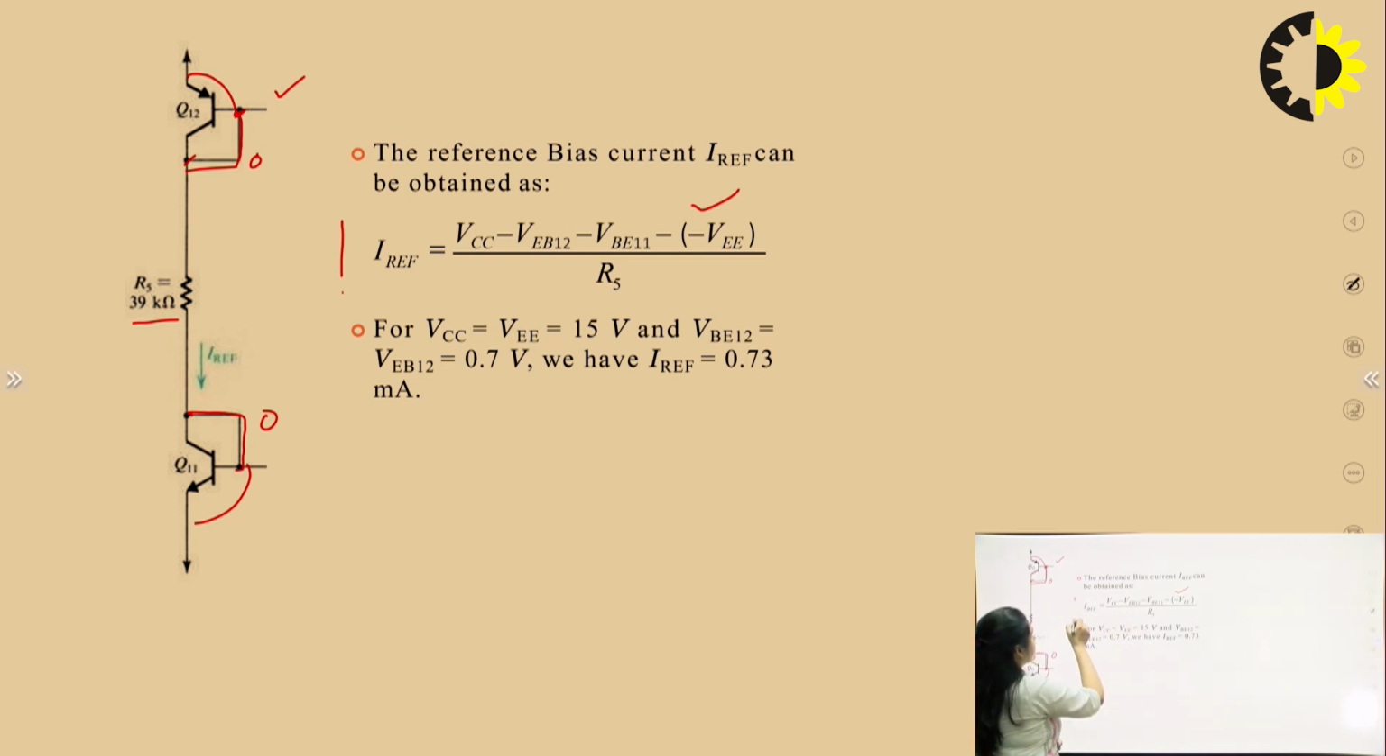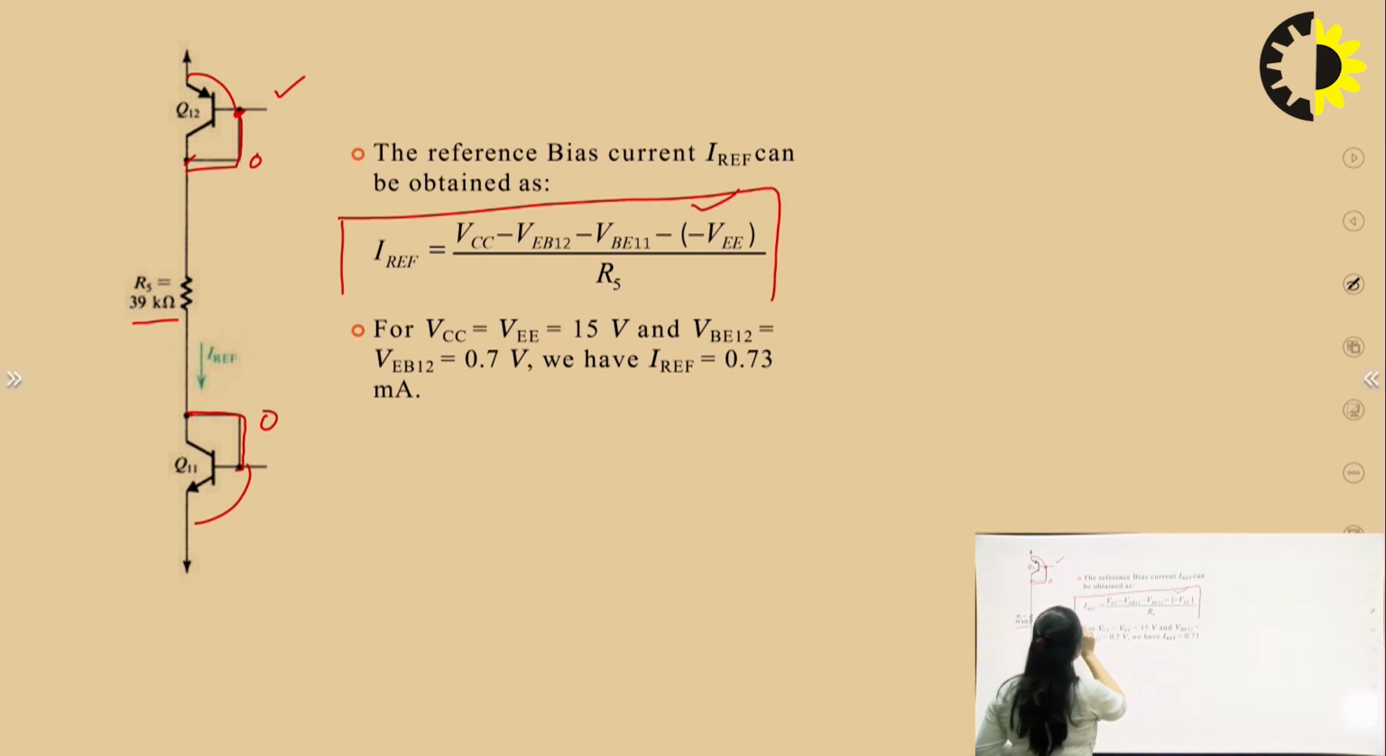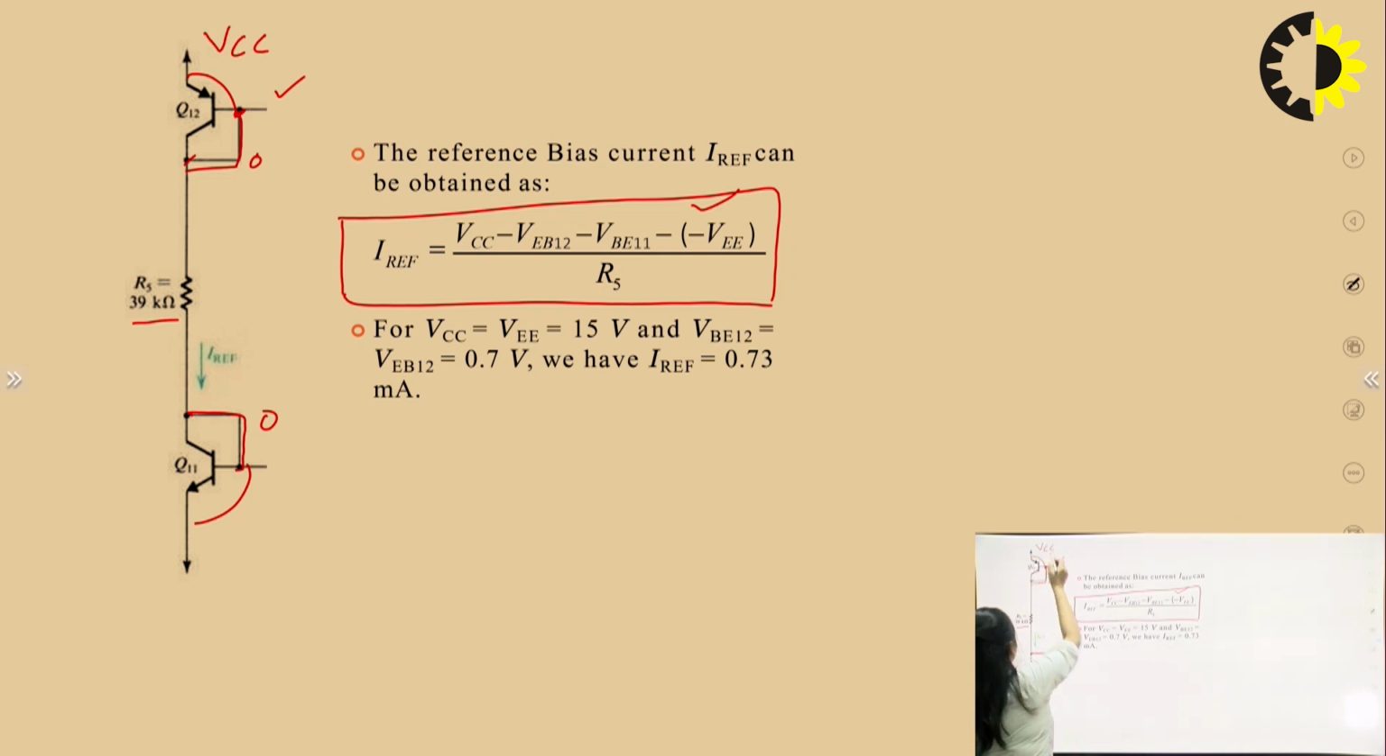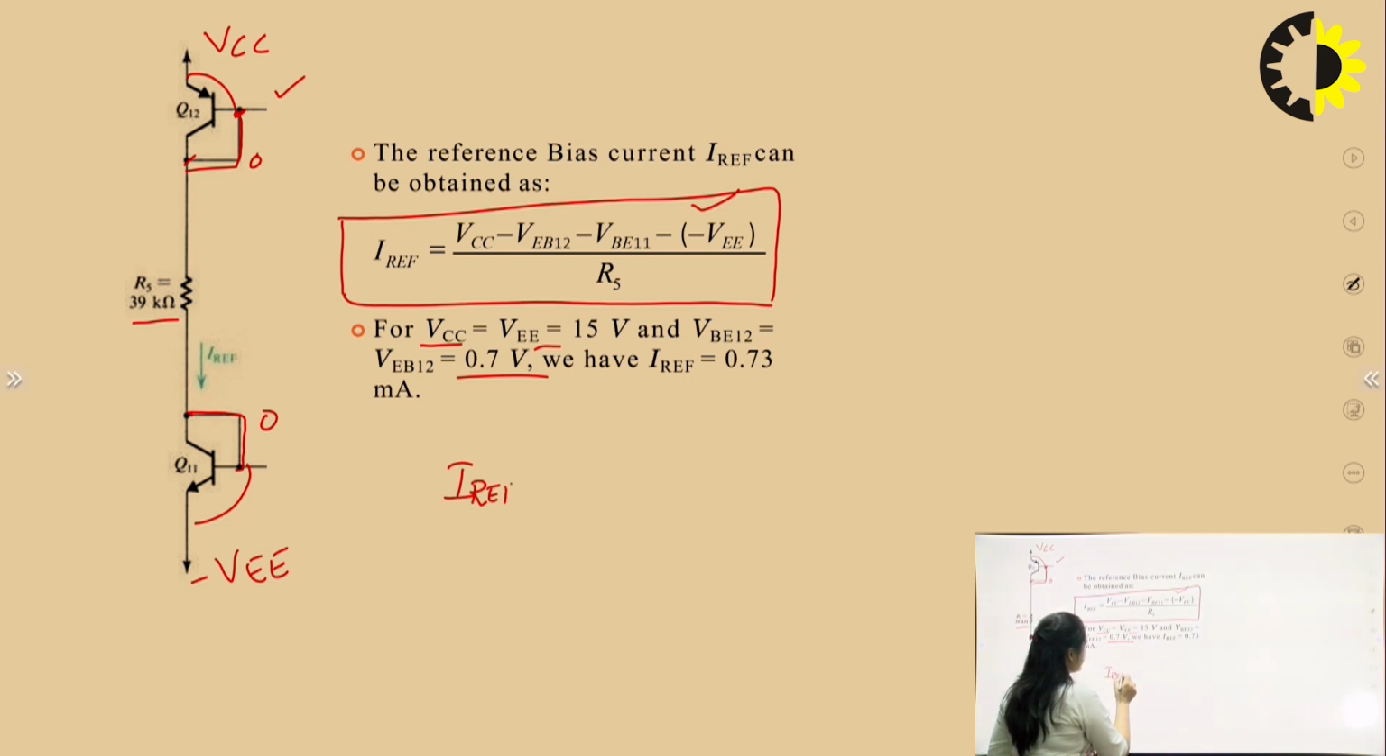So from here you can calculate the value of I reference. This is the equation, and I have derived it from the KVL, from this node to this node. Just by putting the values of VCC, VEE which is equal to 15 volt, and VEB12 and VBE11 equal to 0.7 volt, the I reference can be calculated, and this I reference is equal to 0.73 milliamperes for the 741 IC.